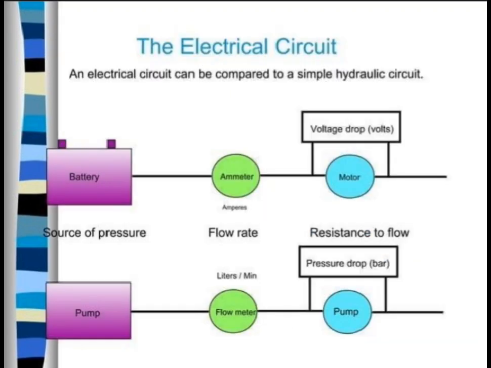So the electrical circuit. The electrical circuit can be compared to a simple hydraulic circuit. So in this example, the battery is where the energy comes from, providing energy. Then it goes to the ammeter, then to the motor, where there is a voltage drop. The next is the pump, which goes to the flow meter, and at the pump there is a pressure drop. So the battery or pump is the source of pressure. Then the flow rate goes to the resistance to flow.